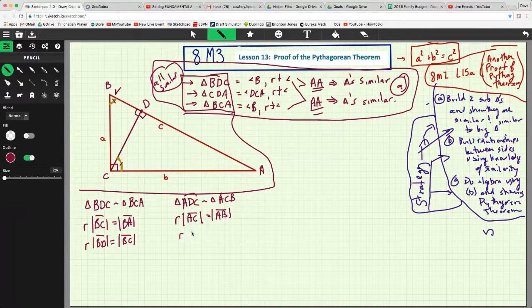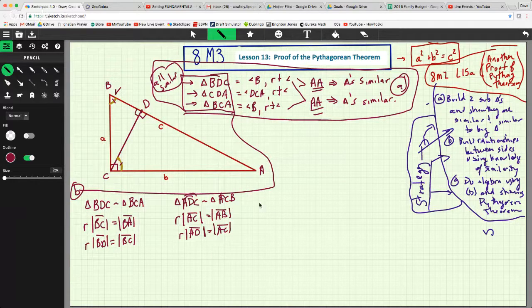And then R times AD, the length of AD must equal, well, AD matches to AC, must equal the length of AC. It's got to be true. Okay, so now this is part B. We have built relationships that we know must be true using similarity. Our knowledge of similarity says the relationships between the sides are a constant scale factor.